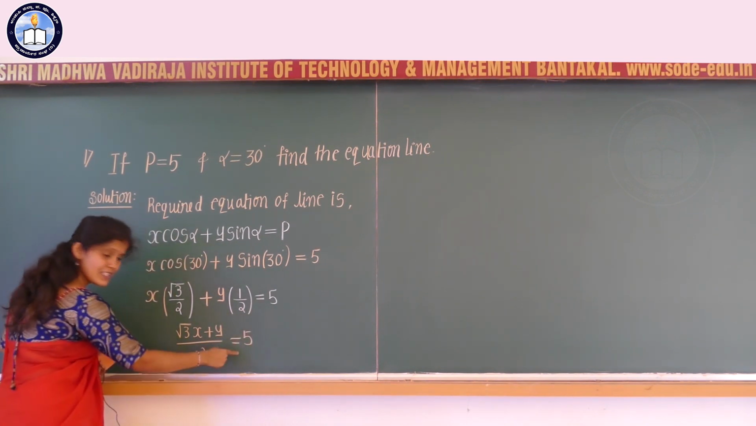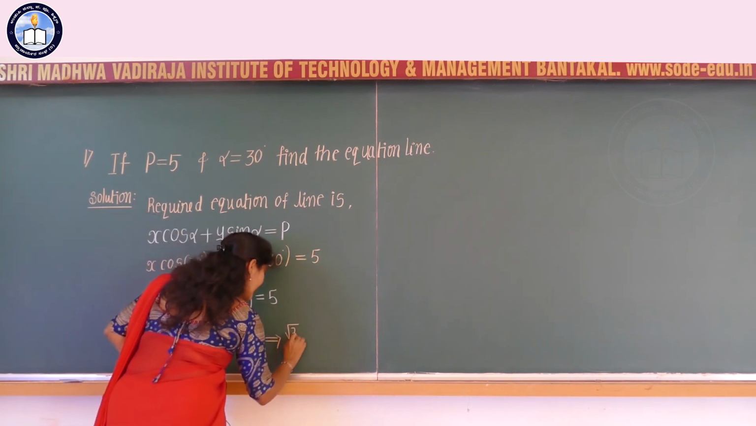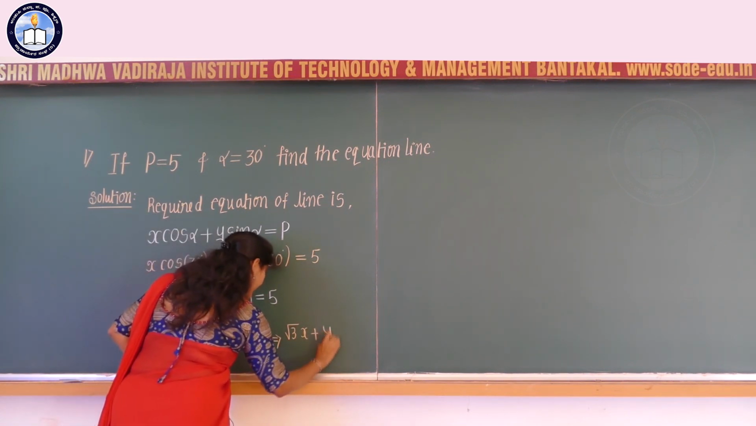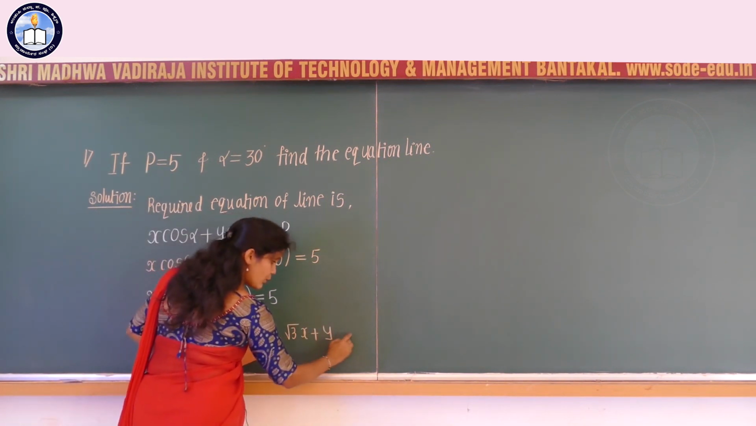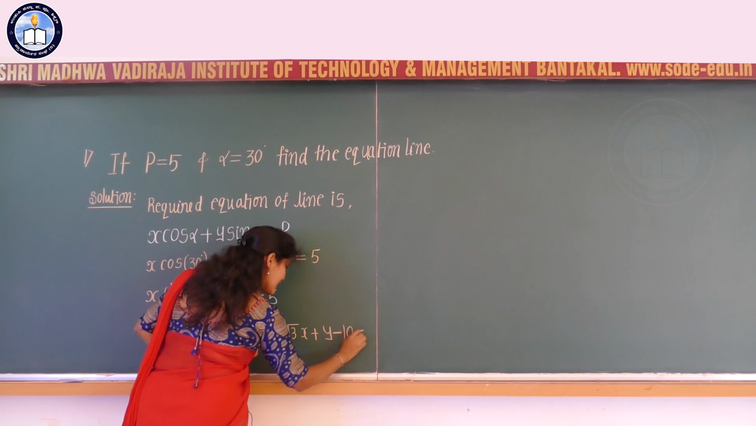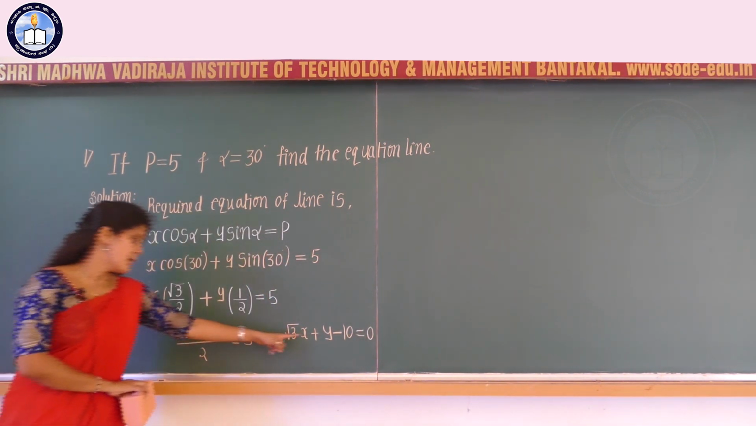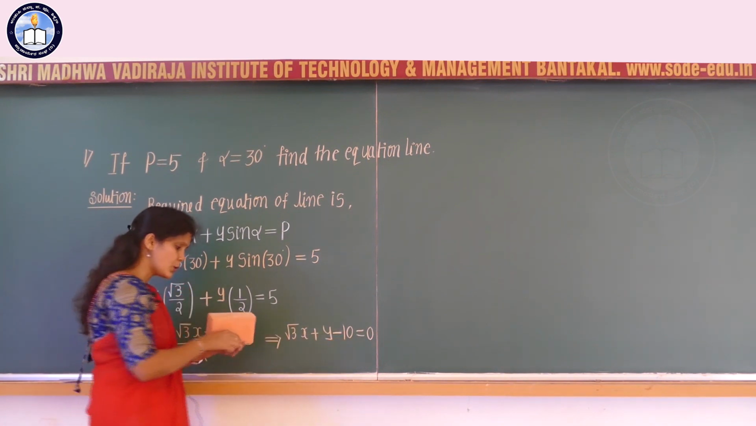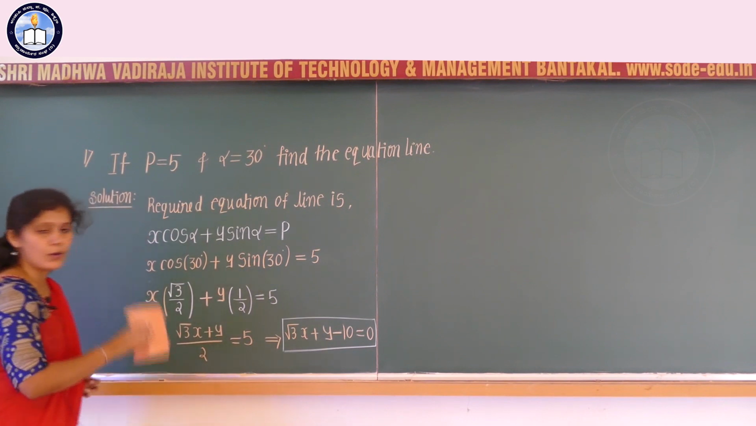You can skip this step and directly write the final answer, that is root 3 into x plus y, 2 multiplied with 5 which is equal to 10, or I can write it as minus 10 is equal to 0. Root 3 into x plus y minus 10 is equal to 0. So this is nothing but the required equation of the line.